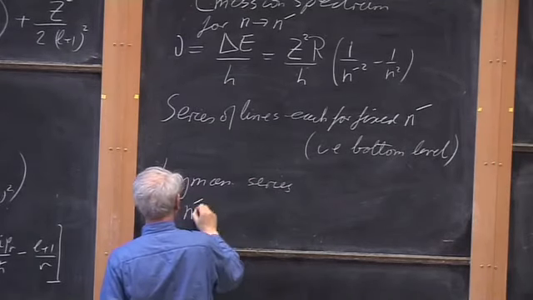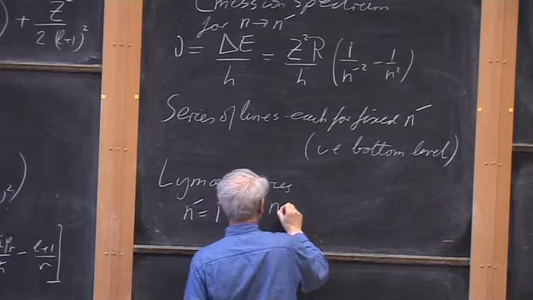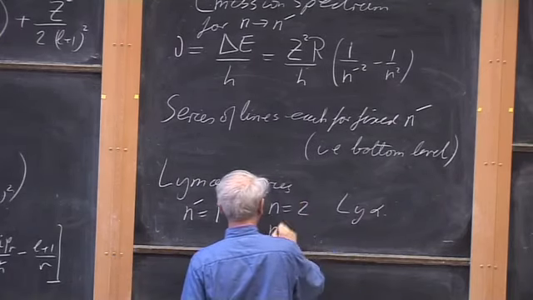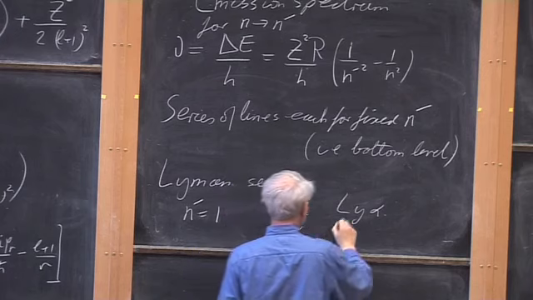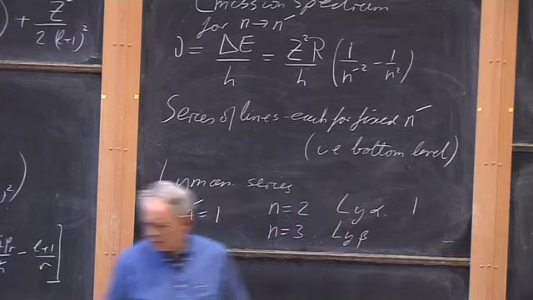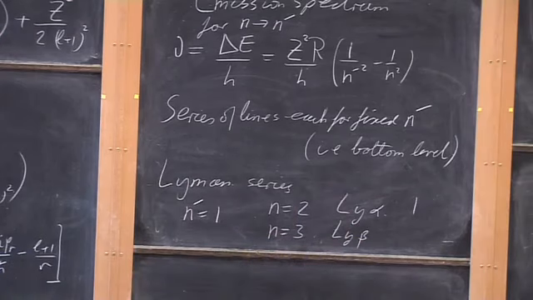is for n primed equals 1. If n equals 2, we're looking at Lyman alpha. That's what it's conventionally called. If n equals 3, it's Lyman beta. And this has, I think it's 112 nanometers. Is that right? 121, sorry.